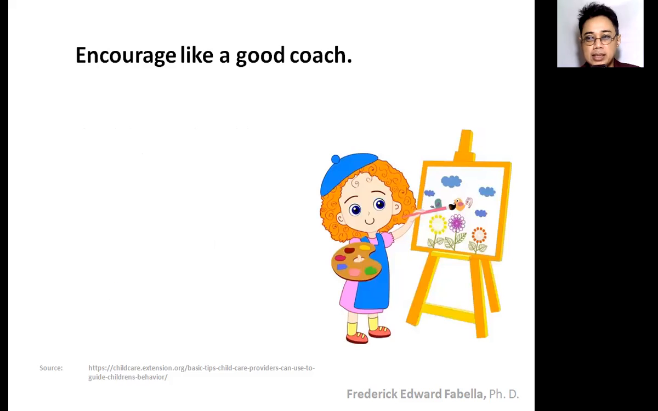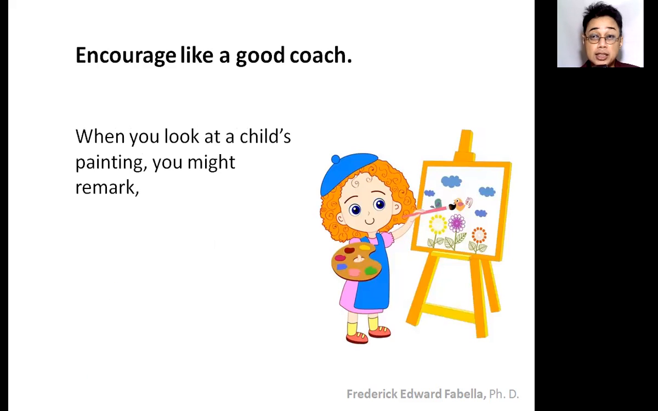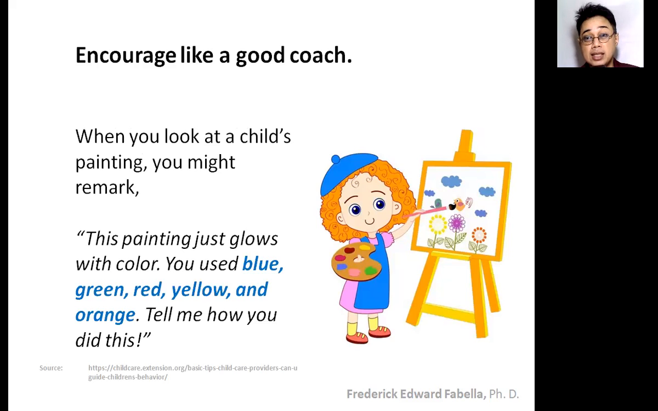Okay, how about this example about artwork? When you look at a child's painting, you might remark, "This painting just glows with color. You used blue, green, yellow, red and orange. Tell me how you did this." Okay, even though the colors may not be appropriate for the objects that they are coloring, that's fine.